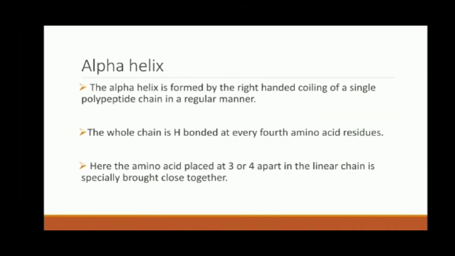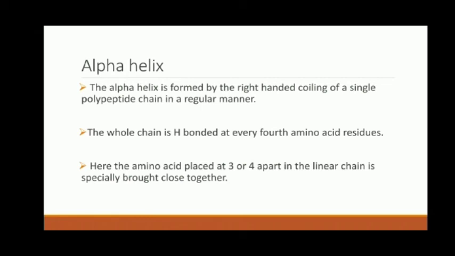Then alpha helix, it is formed by the right-handed coiling of a single polypeptide chain. ഒരു സിംഗിൾ പോളിപെപ്റ്റൈഡ് ചെയിൻ ആയിരിക്കും, ഒരൊറ്റ പോളിപെപ്റ്റൈഡ് ചെയിൻ റൈറ്റ് ഹാൻഡഡ് സൈഡിൽ കോയിൽ ചെയ്താലാണ് ആൽഫ ഹെലിക്സ് ഉണ്ടാകുന്നത്. ഇറ്റ് ഈസ് സ്റ്റെബിലൈസ്ഡ് ബൈ ഹൈഡ്രജൻ ബോണ്ട്സ് ഓൾസോ. The whole chain is thus hydrogen bonded at every 4th amino acid residue. So amino acids placed 3 or 4 apart in the linear chain are brought close together. Why? Because the hydrogen bonds are at every 4th amino acid residue.